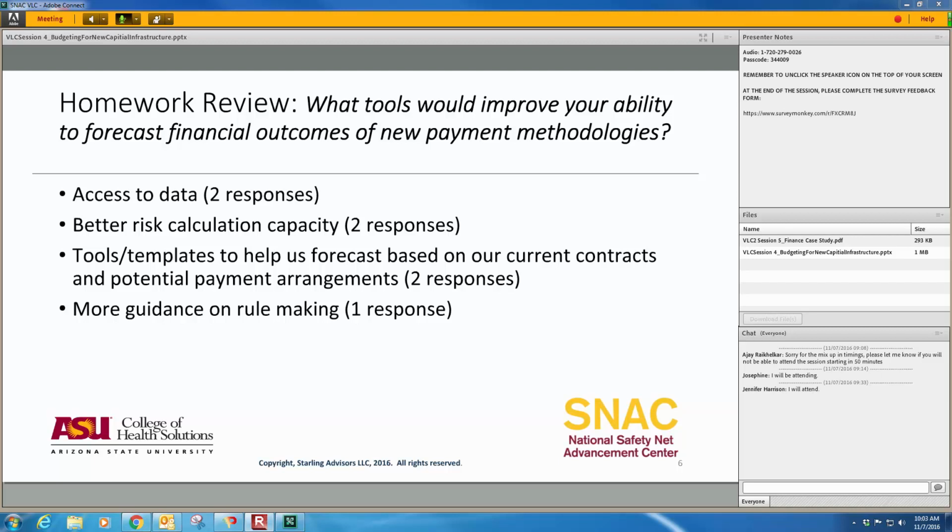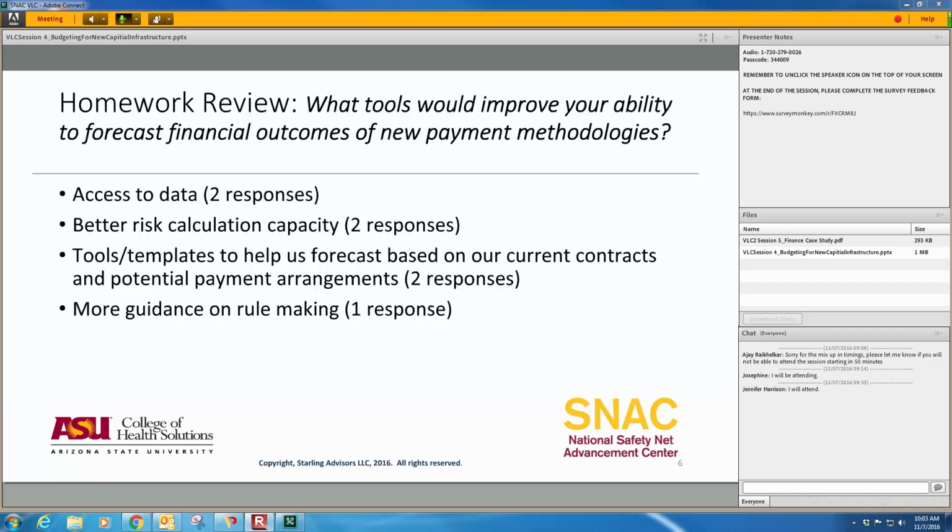Others said tools and templates to help forecast based on current contracts and potential payment arrangements. I think you will see some of that today, and I think we'll be talking largely about this in the case study that we will visit together next session.